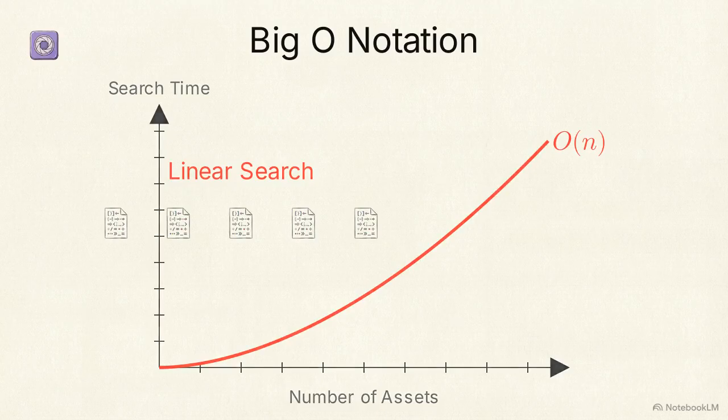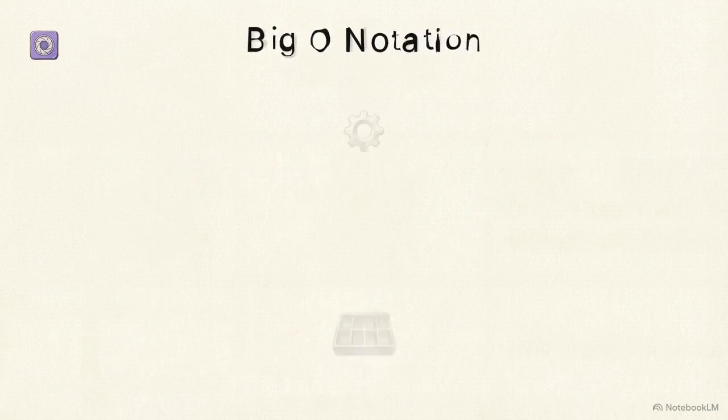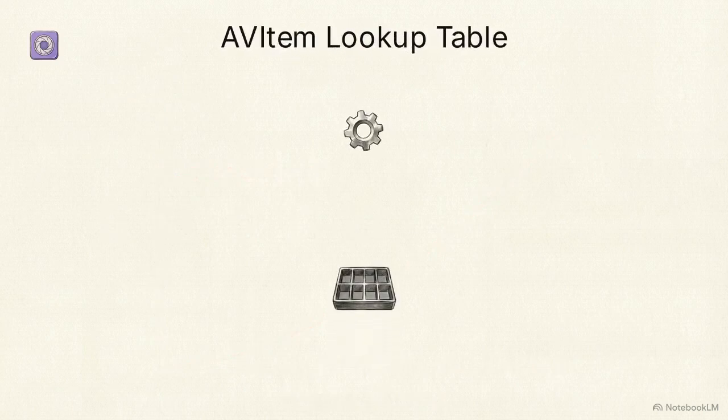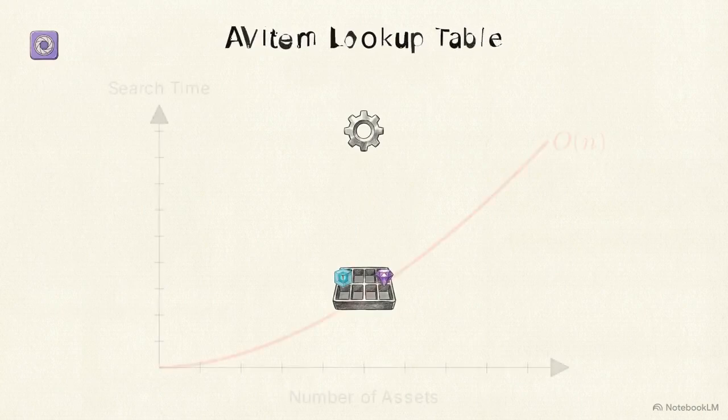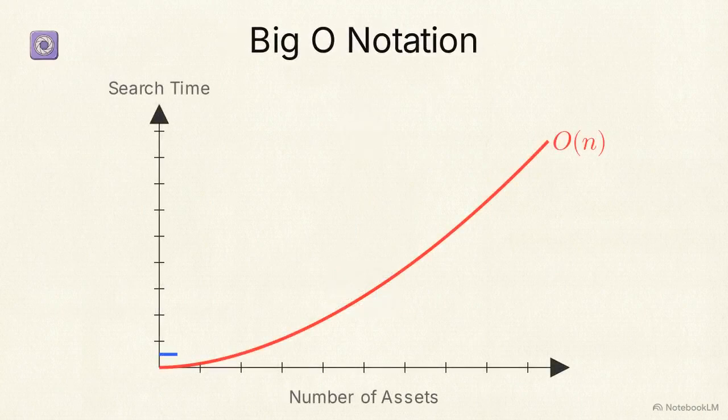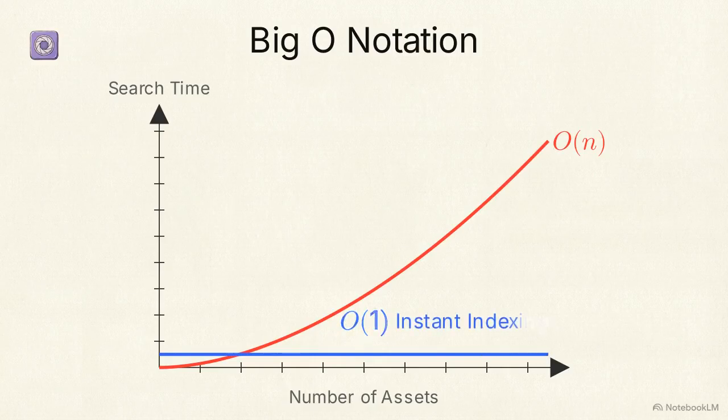The optimization technique is to build an AV item lookup table, also known as a hash map, exclusively during the script's initialization phase. An AV item is simply the ExtendScript object representing a media asset in your project. Look at the blue line appearing perfectly flat along the bottom of the graph. This represents O of 1 instant indexing, keeping search times incredibly low, regardless of how many assets you add.